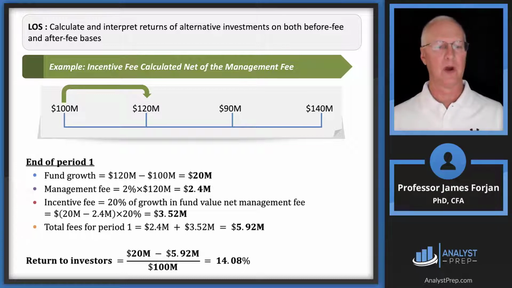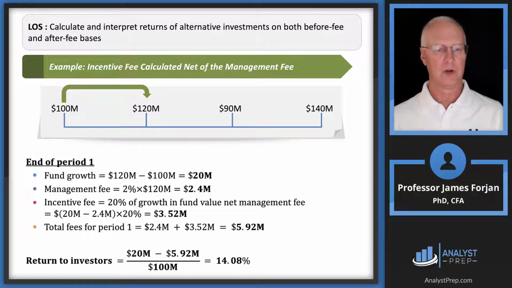So the first calculations are identical. Let's go ahead and start with 120 minus the 100. So there's our 20 million in bold. Management fee is then 2% of the 120. That gives me the 2.4 from the previous example. But now when we compute the incentive fee, we need to take that 2.4 out of the 20 million. So look next to the equal sign, we have in parentheses 20 million minus the 2.4 million, times the 20%, that gives me the incentive fee of just $3.52 million. So the total fees then are the 3.52 plus the 2.4, that gives me 5.92.